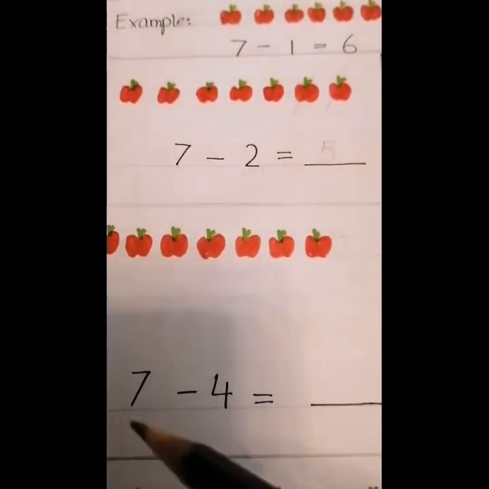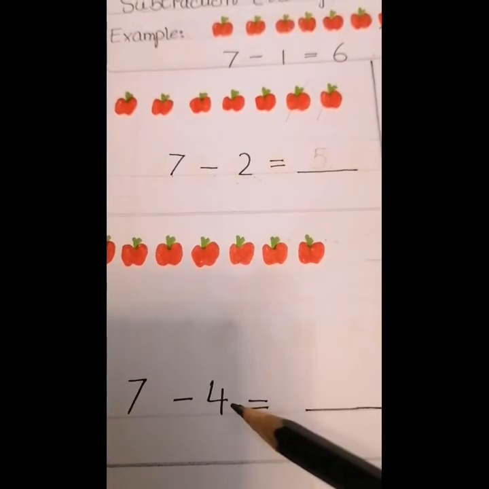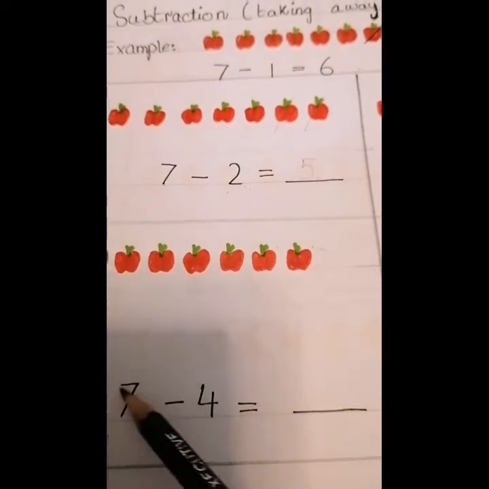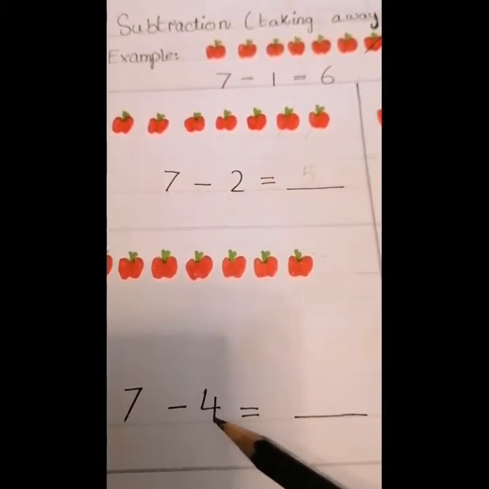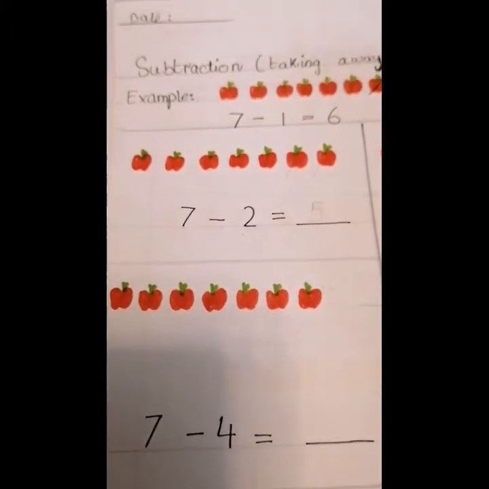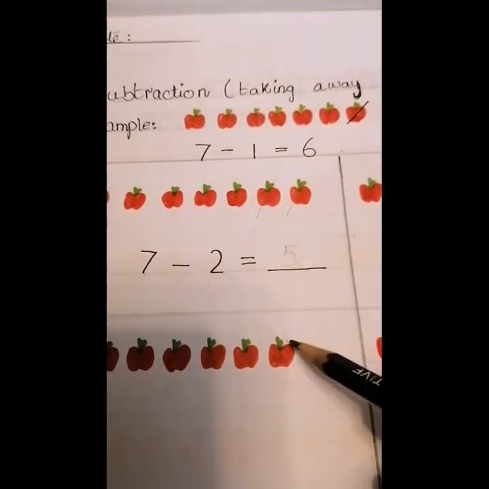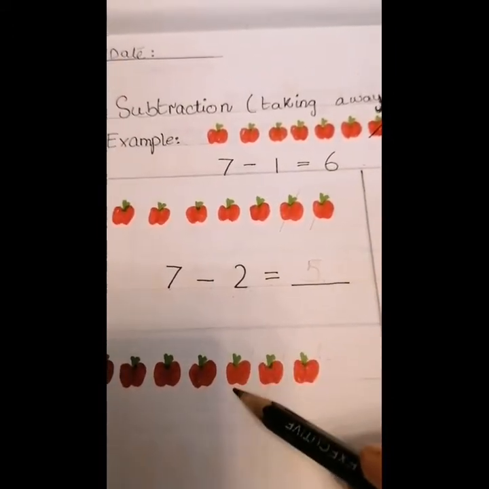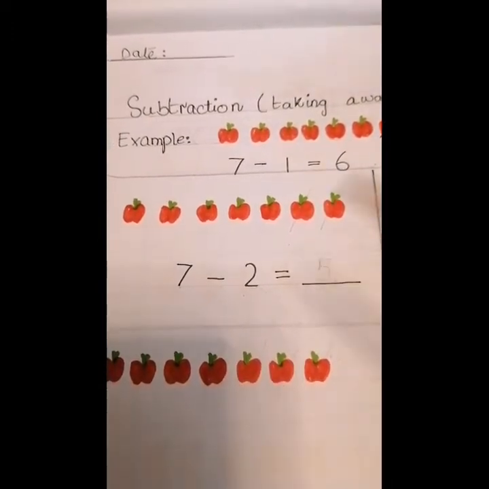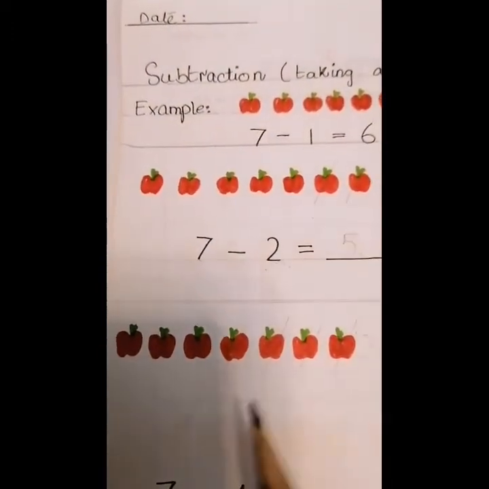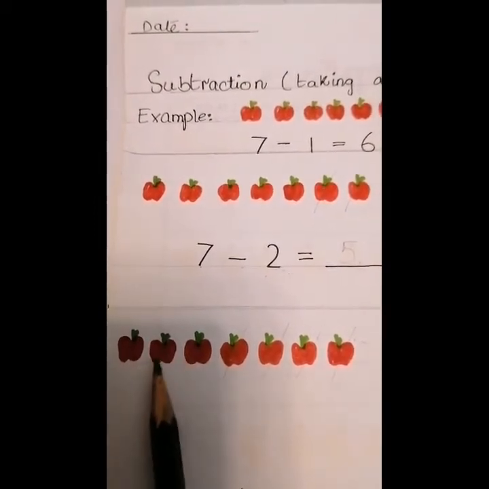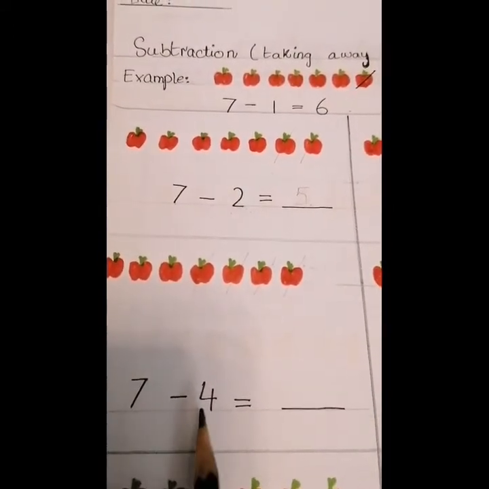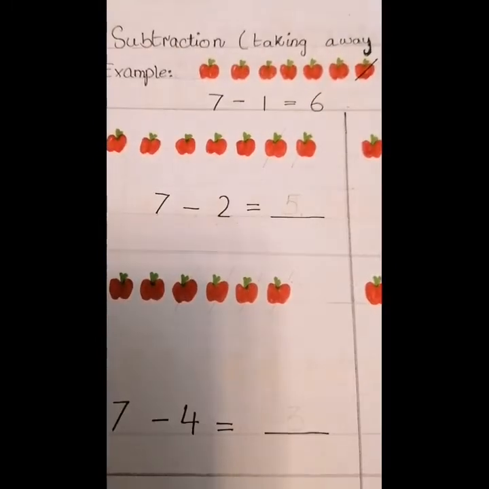Let's read this sum now. 7 minus 4 is equal. So, out of 7 apples, we have to take away 4 apples now. So, let's take away 4 apples from here. 1, 2, 3, 4. Let's see how many are we left with. 1, 2, 3. We are left with 3 apples. 7 minus 4 is equal 3.